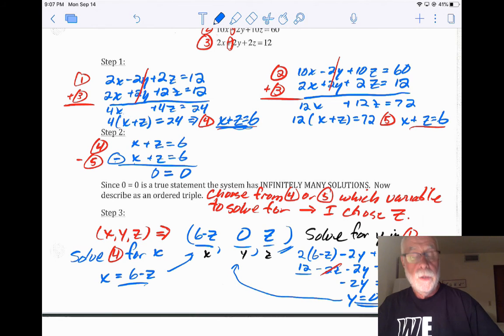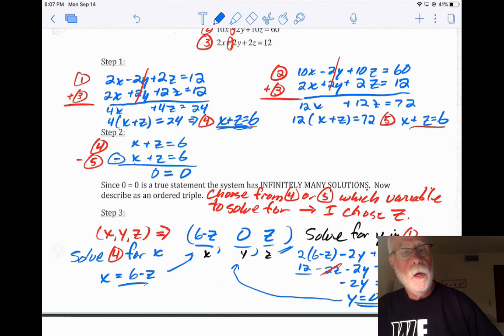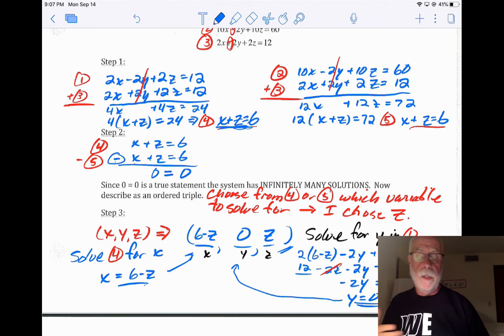All right. So one of the problems I give you tomorrow will have one like this. Again, it's just going to depend on which one you solve for.